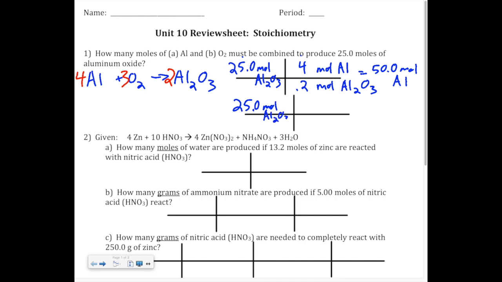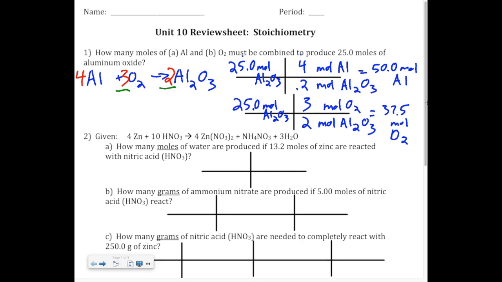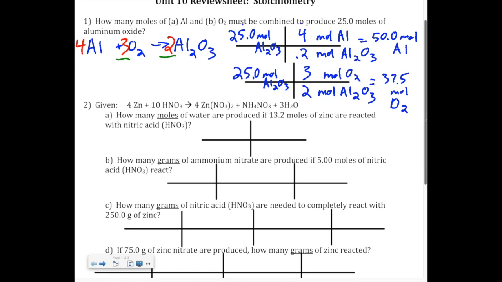And then the next one: if I have 25 moles of aluminum oxide, again, but instead I'm going to convert moles of aluminum oxide to moles of oxygen. So I need to use the coefficients in this equation. That's going to be a 3 and a 2 because I'm using the coefficients that are listed right here. Okay, so 25 times 3 divided by 2 is going to be 37.5 moles of oxygen.